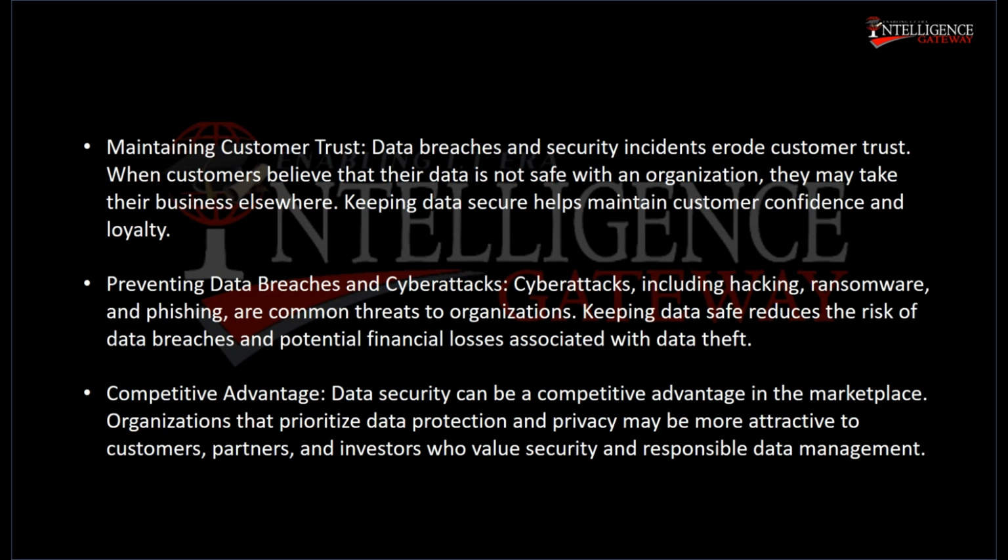Competitive advantage. Data security can be a competitive advantage in the marketplace. Organizations that prioritize data protection and privacy may be more attractive to customers, partners, and investors who value security and responsible data management.